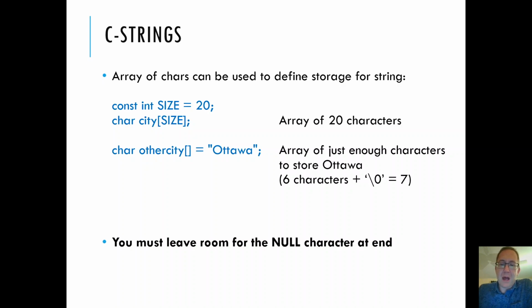And so this is me making a brand new array with Ottawa in it. It will be size 7. Why? Because it has Ottawa, 1, 2, 3, 4, 5, 6 characters, plus the 0 at the end. This is an array of 20 characters that I can put other text in. This is an array of exactly 7. And if I tried to add another string that's even longer, I'll have trouble. You need to leave room for that 0 at the end.